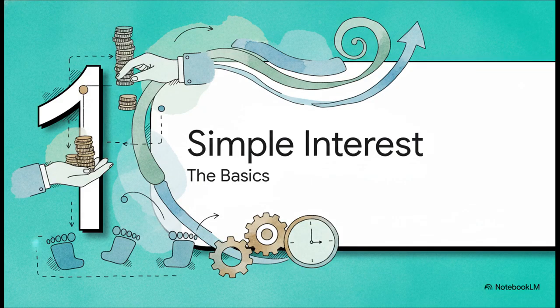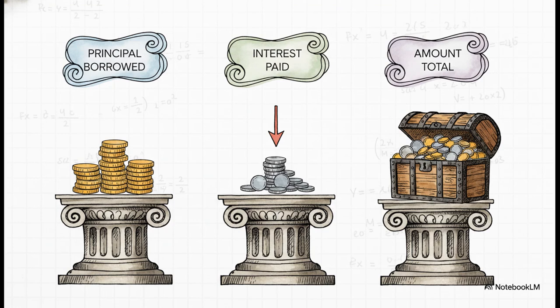Section 1. Borrowing and simple interest. The basics. To really understand the math here, we have to start with what I like to call the holy trinity of borrowing. First up, the principal. This is your starting point, basically the original money that's borrowed. Next is the interest. Think of this as the premium you pay just for the privilege of using the lender's money. And finally, the amount, which is just the final total money paid back. Keep those three firmly in your mind, okay?